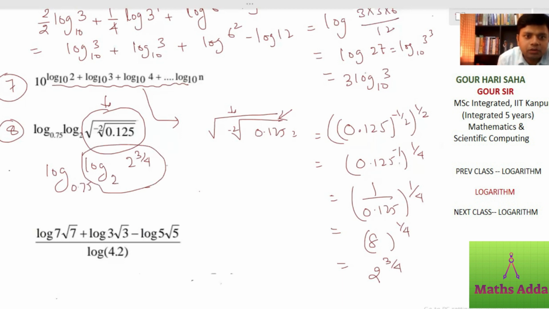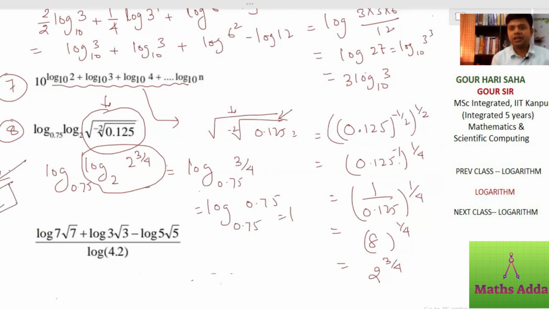3 by 4, because 2 to the power 3 by 4 is 2 to the power 3 by 4. So this power comes outside, it becomes 3 by 4 log 2 base 2, that is 1. So it is log of 3 by 4 base 0.75. It is what? 0.75. So this is log of 0.75 base 0.75, which is 1.